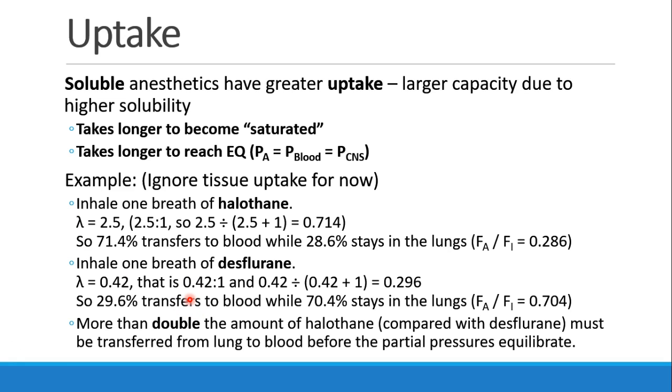On the other hand, if you inhale one breath of desflurane, which has a coefficient of 0.42, but it's very insoluble, then you'll see that about 30% of it transfers to the blood, and 70% of it stays in the lungs. It's almost the opposite of halothane. As you can see, more than twice as much halothane compared with desflurane has to transfer from the lungs to the blood before you can get an equilibration of partial pressures.